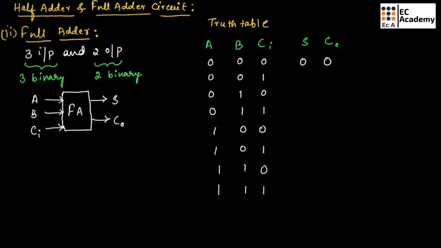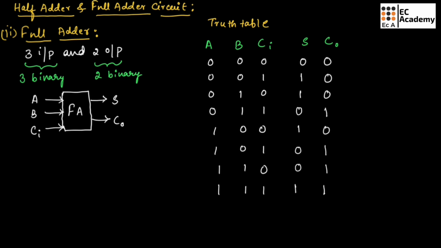The same way for the second term, 0 plus 0 plus 1, sum will be 1, carry will be 0. For the third term, 0 plus 1 plus 0, sum will be 1, carry will be 0. For 0, 1, 1, sum will be 0, carry will be 1. For 1, 0, 0, sum will be 1, carry will be 0. For 1, 0, 1, sum will be 0, carry will be 1. For 1, 1, 0, sum will be 0, carry will be 1. And for 1, 1, 1, sum will be 1 and carry will be 1.